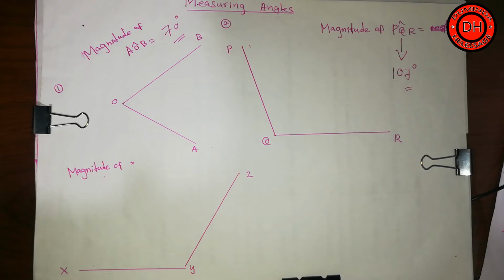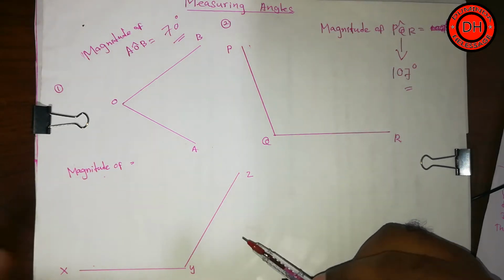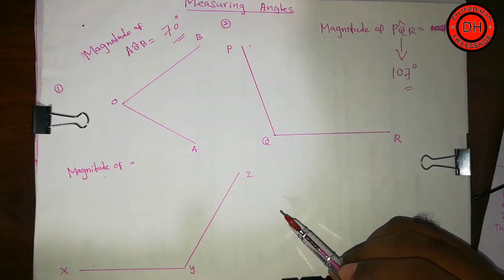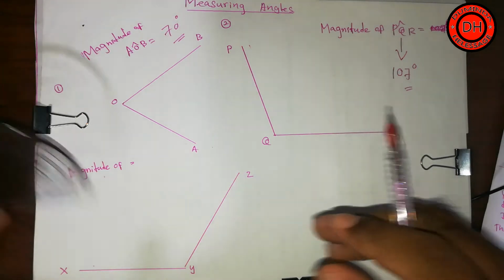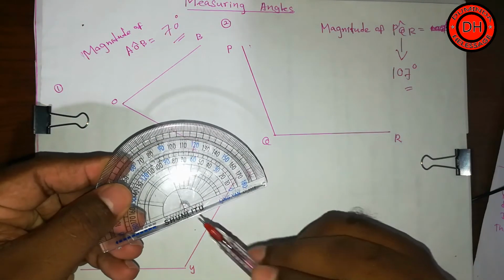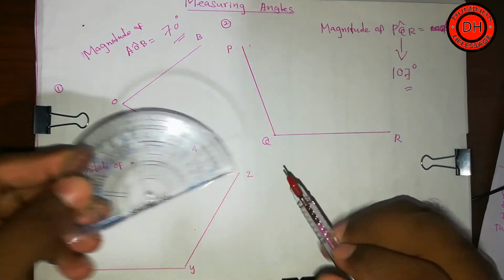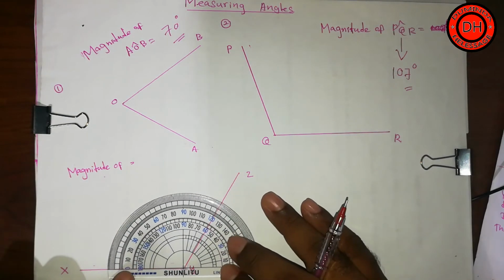We have another angle here, XYZ. I'm going to measure the magnitude of angle XYZ. Here XY and YZ are arms of the angle and Y is the vertex of this angle. So I'm going to measure this. Place your protractor so that the origin point and the baseline coincide with the vertex Y and the arm XY, like this.